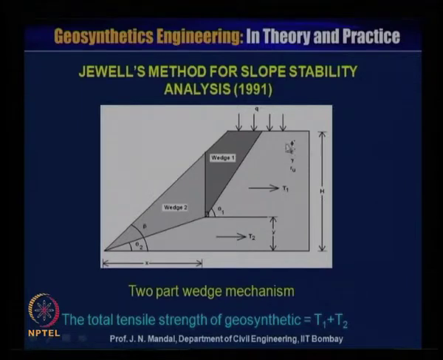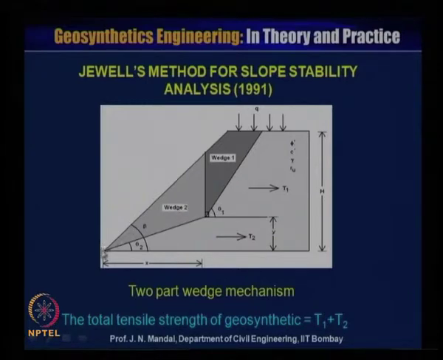That means you know what is the angle of friction of the soil, what will be the cohesion value, what will be the unit weight of the soil, and also what is Ru, the pore water pressure ratio. Here, this is the two-part wedge mechanism.